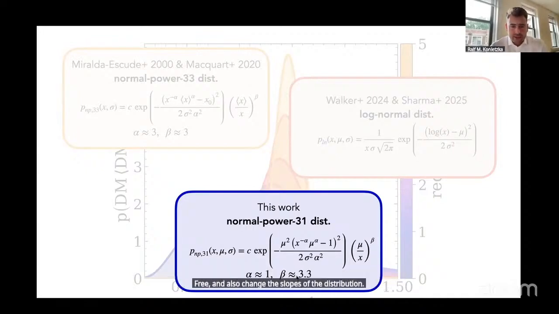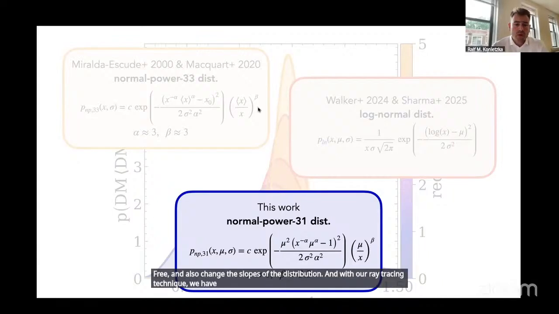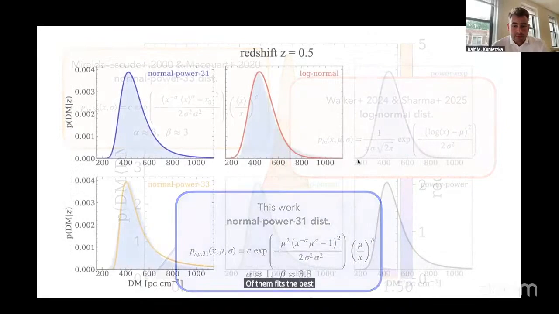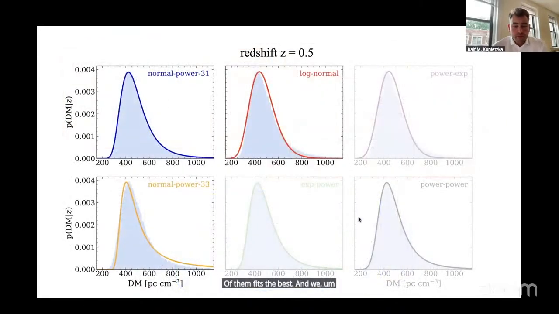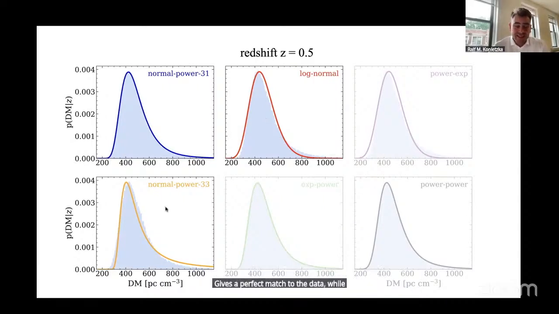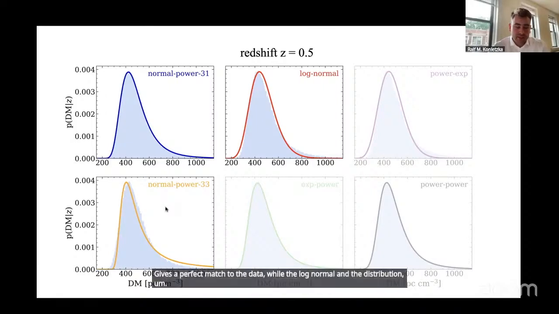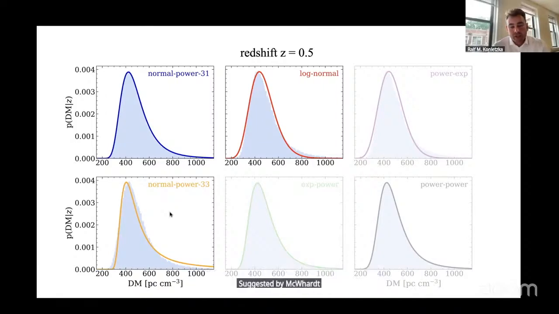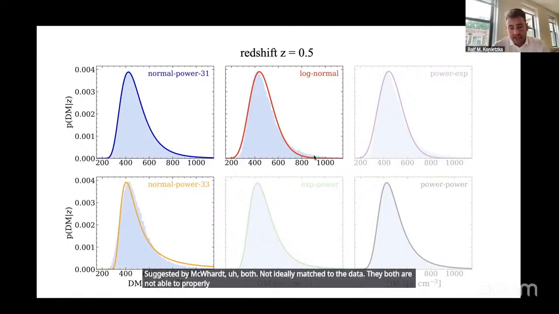And with our ray tracing technique, we now have the tools to compare those distributions to each other to figure out which of them fits the best. And we apply an ensemble of distributions shown here in these other colors that I'm not talking about today. The main point is our proposed normal power distribution function gives a perfect match to the data, while the log normal and the distribution suggested by Macquart are both not ideally matched to the data. They both are not able to properly constrain the high DM tail as well as the low DM tail.